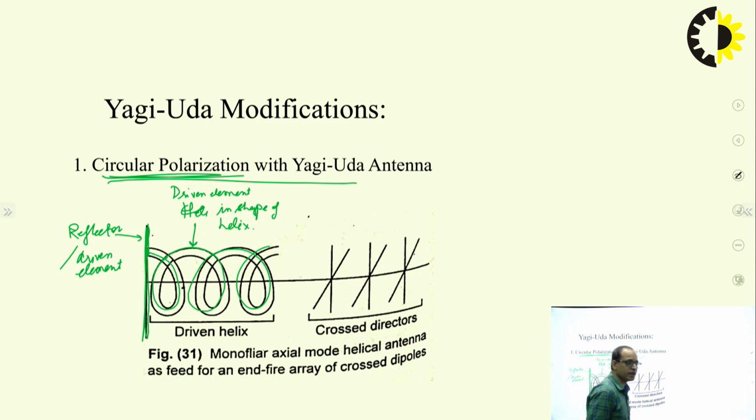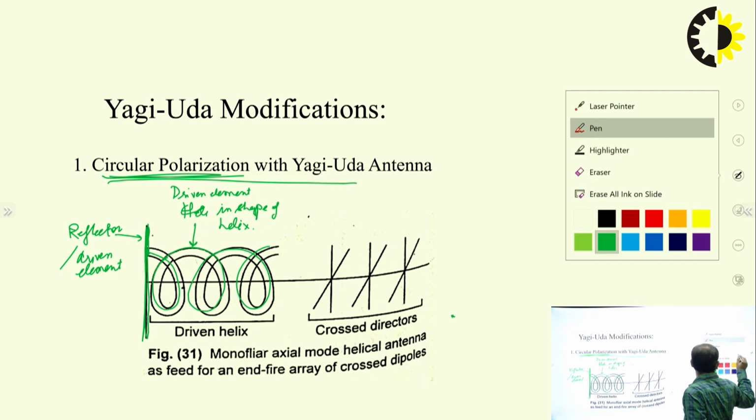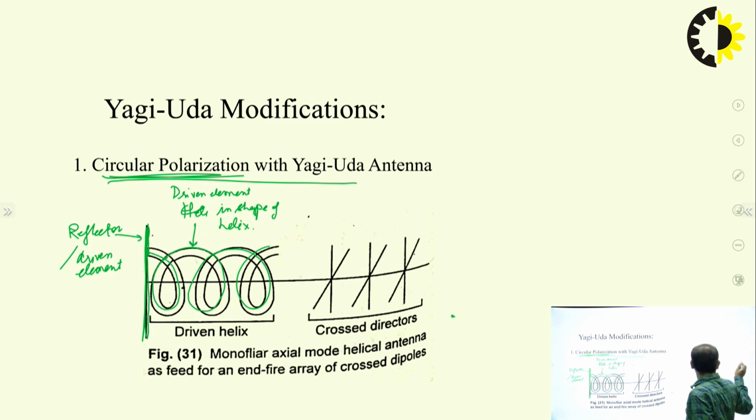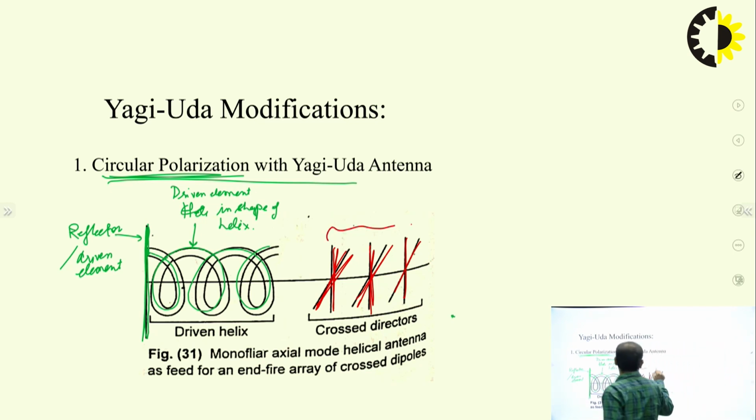So there will be a need of what? Other parasitic elements, that are the directors. So when these conductors are placed like this, these cross directors are mainly also used for high directivity. So these are known as the cross directors. Clear?